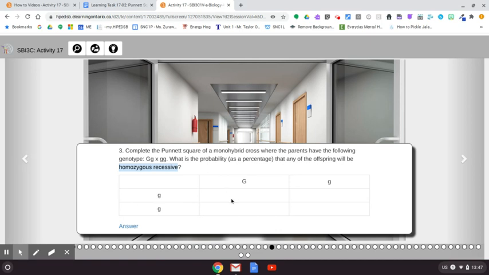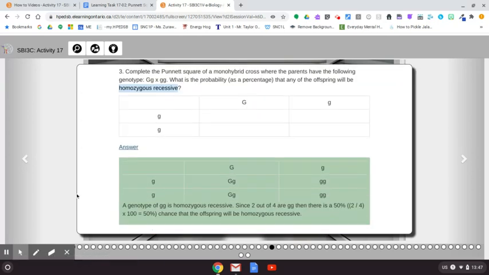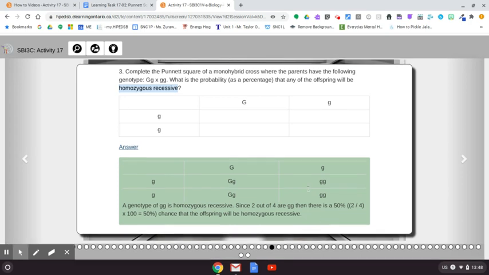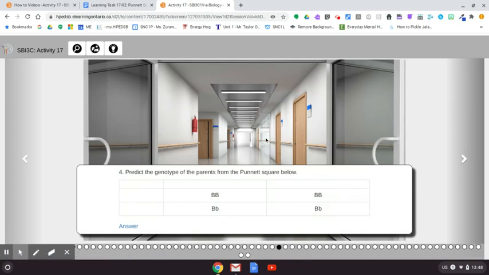So if we go here, that'd be a big G, a little g, big G, little g, 2 small g's, 2 small g's. How often is that happening out of 4? It'd be 2 out of 4, which would be what as a percentage? 50% of the time, right? So a genotype is homozygous recessive. Since 2 of the 4 are gg, then there's a 50% chance. So it's really important that you understand what homozygous recessive means, what dominant means, what heterozygous means, in order to do these kinds of problems.